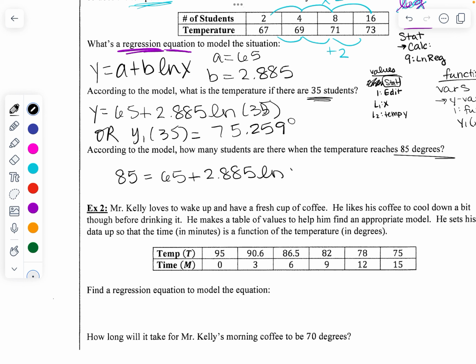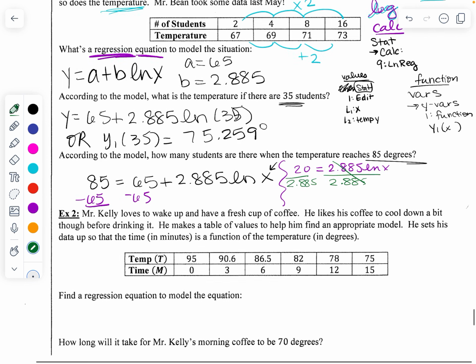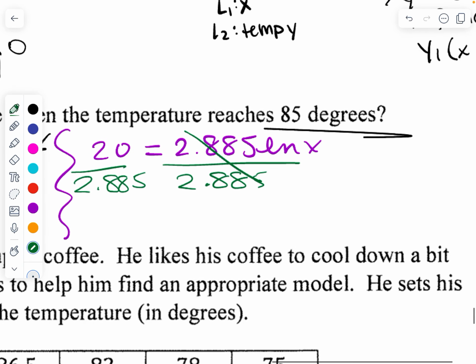We're going to do this by hand, so we're going to subtract over that 65. So we end up with 20 equals 2.885 ln x. Divide both sides by that 2.885. Before you divide it, I would just leave it whole because you don't want to round until the very end. In order to get rid of that ln, you're going to raise e to both sides. So we get x equals e to the 20 divided by 2.885.